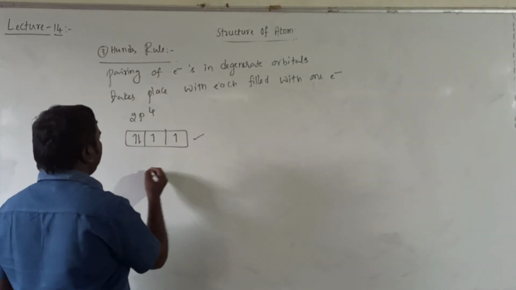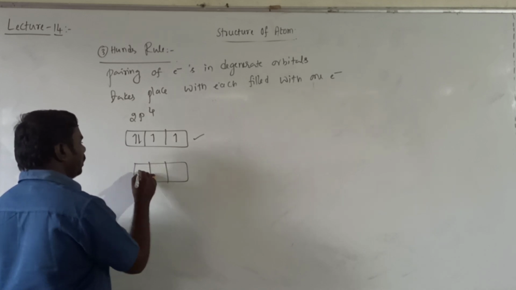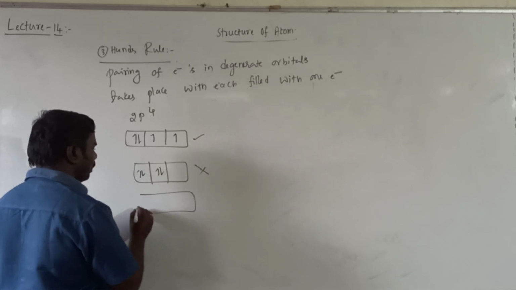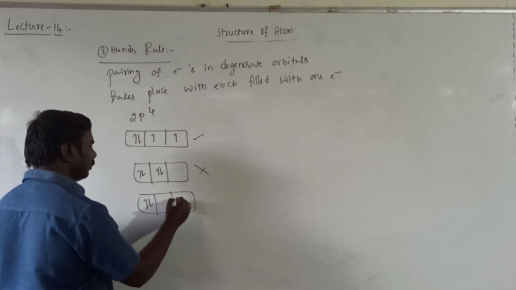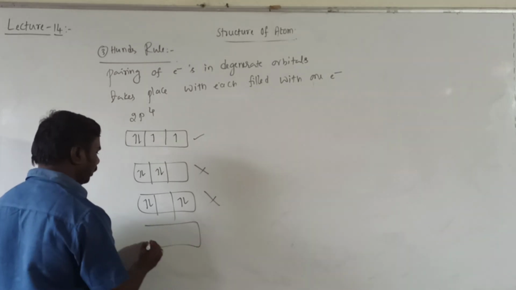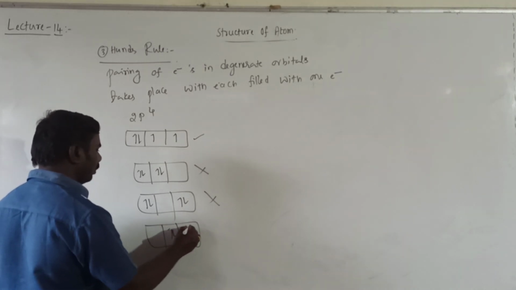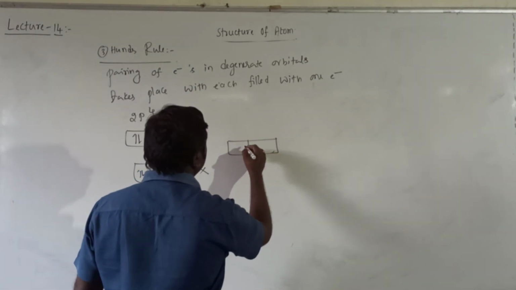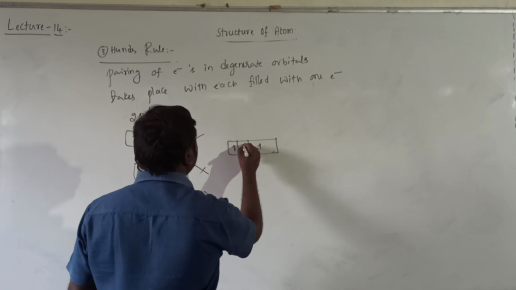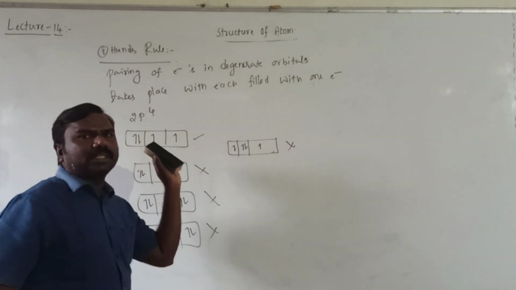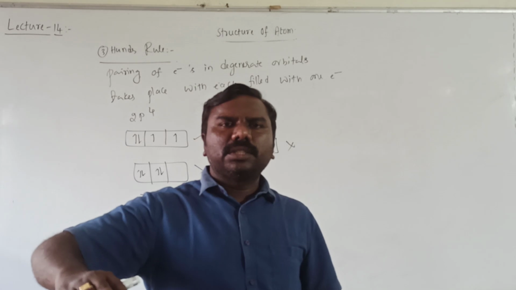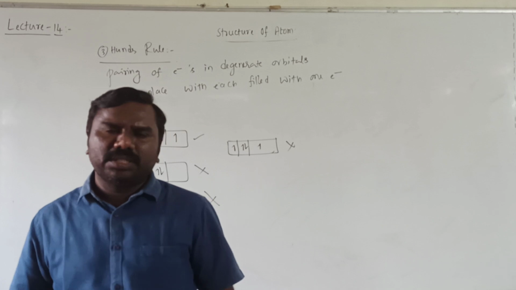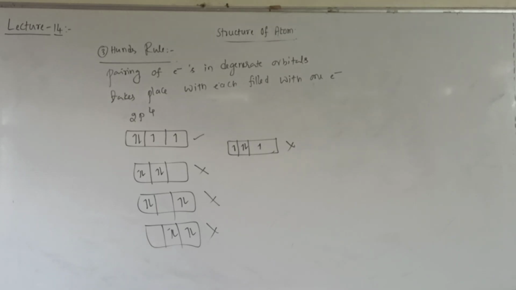Now, this is the correct representation. This is a wrong representation, and this is also a wrong representation, and this is also a wrong representation. After half filling only, pairing takes place, but not in any other condition. This is called Hund's rule.